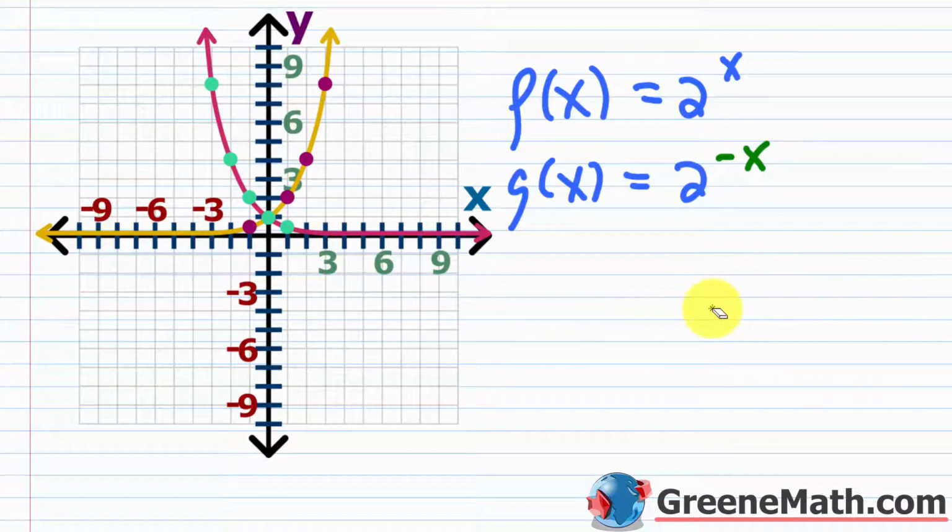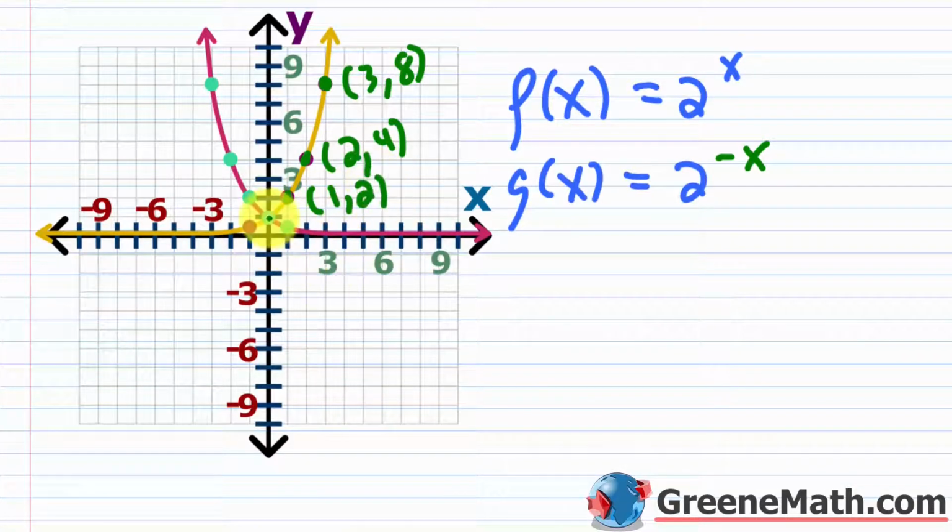Now, there's another way to look at this. I'm going to graph this separately in a moment, but right now, let's just think about it as a reflection. We already know these points because we already graphed this before. So you have this 3, 8. You have this 2, 4. You have this down here, which is 1, 2. And then over here, you have this point here, which is 0, 1. That's going to be on both of them. And then lastly, you have this one, which is going to be negative 1, 1/2.